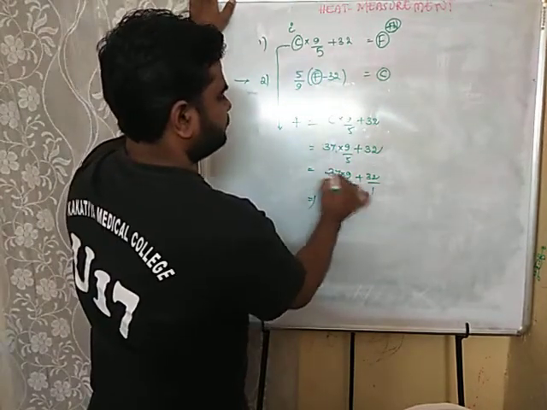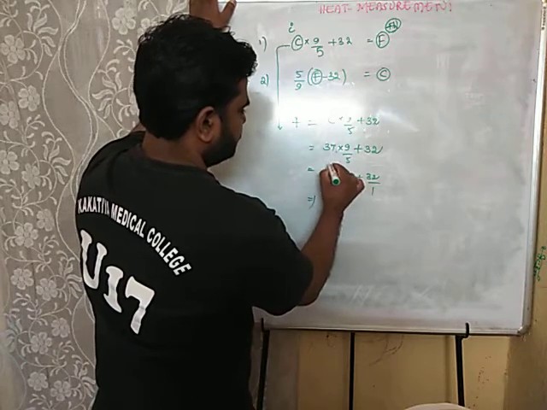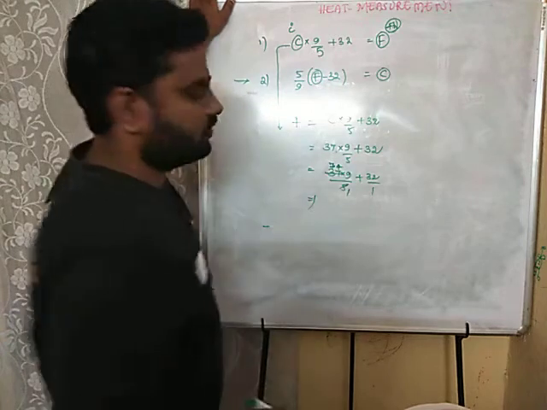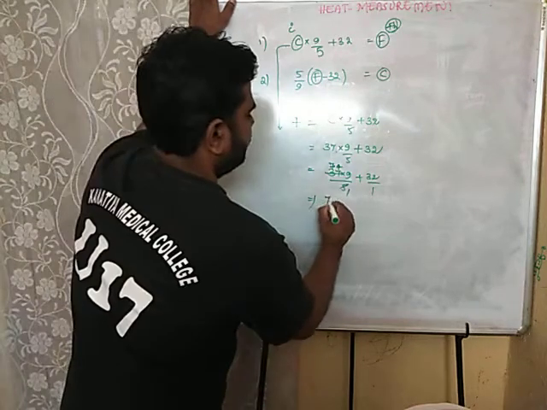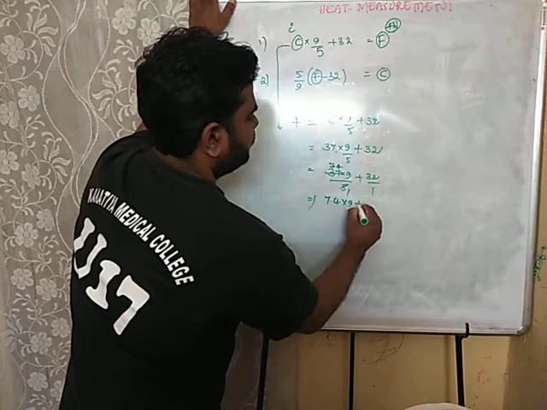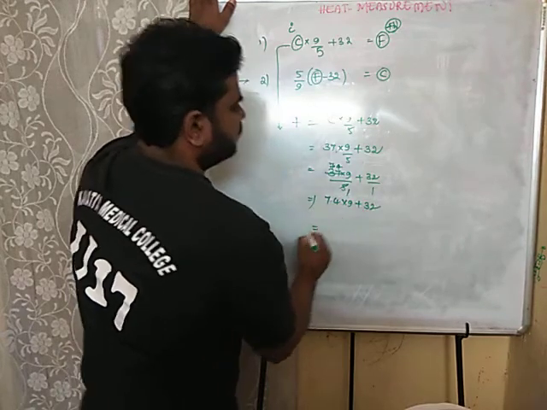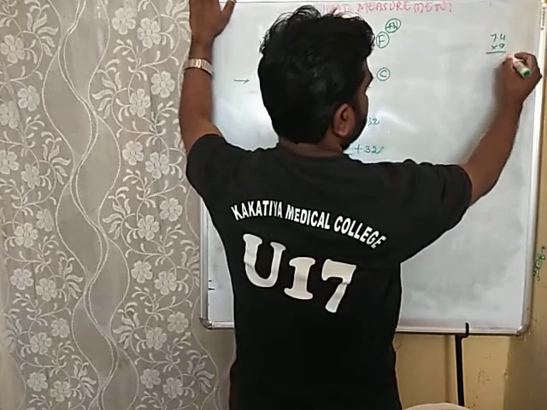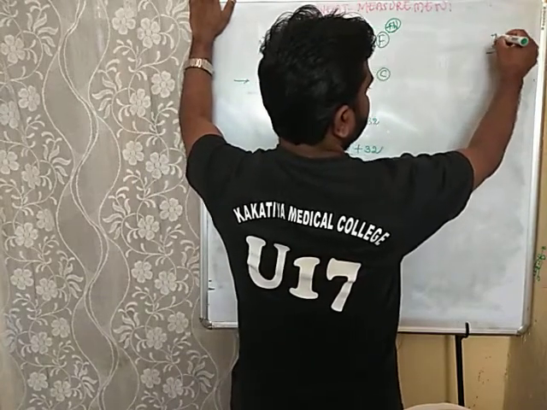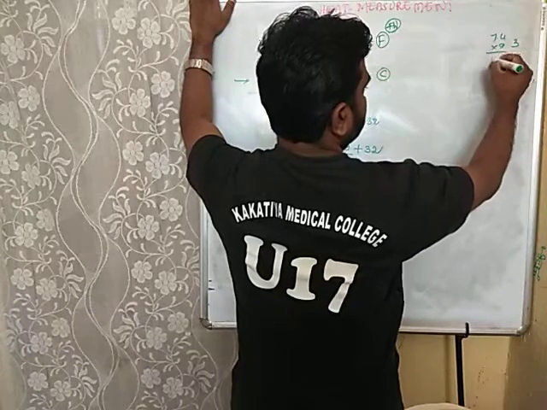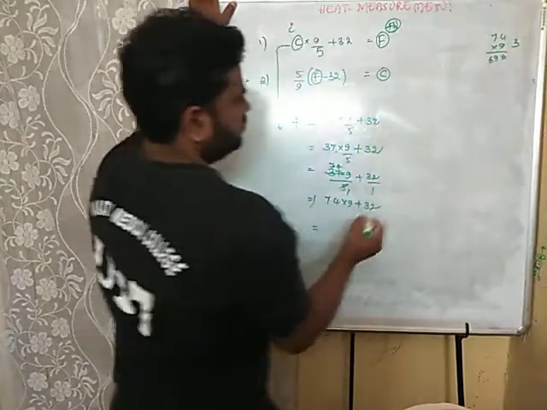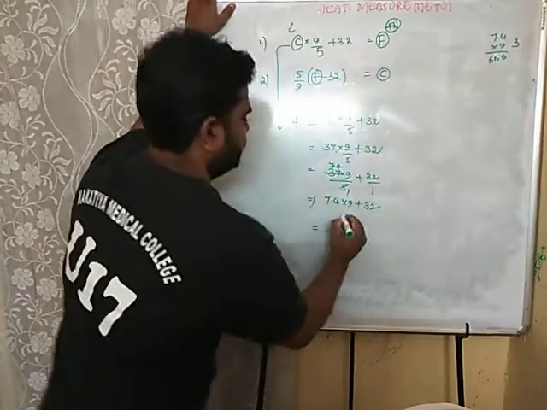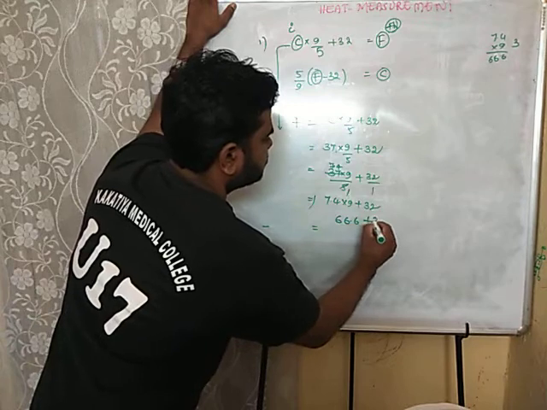5 ones are 5, 5 sevens are 35, 5 fours are 20, so 7.4. The remaining values are 7.4 into 9 plus 32. So do the multiplication over here: 7.4 into 9. 9 fours are 36, 9 sevens are 63, and plus 3 gives 66.6. Now 66.6 plus 32.